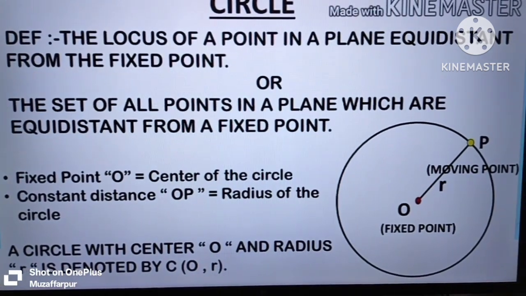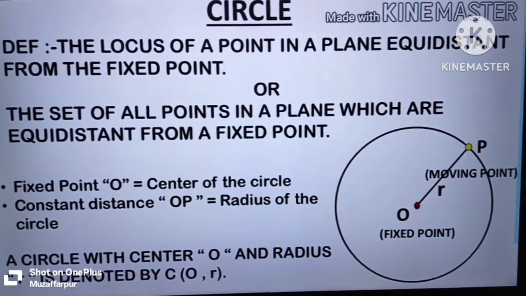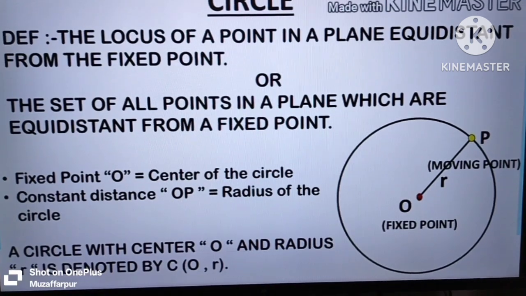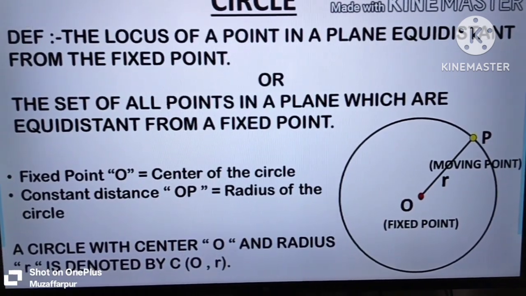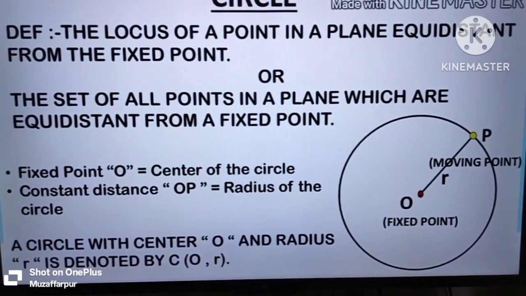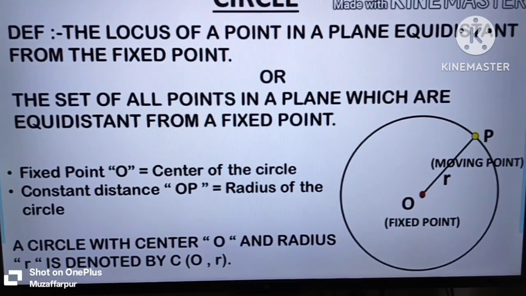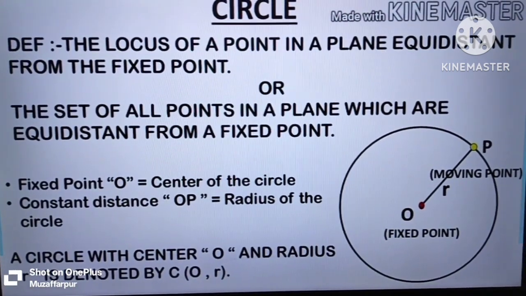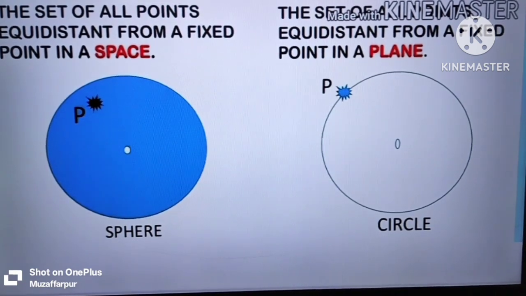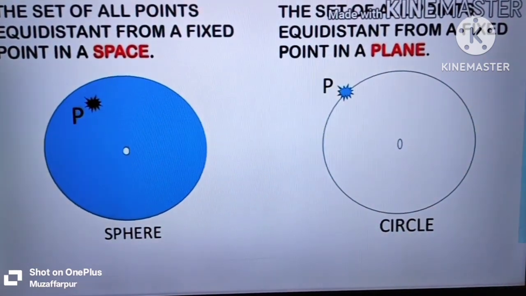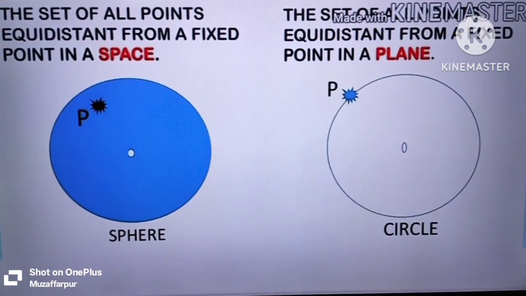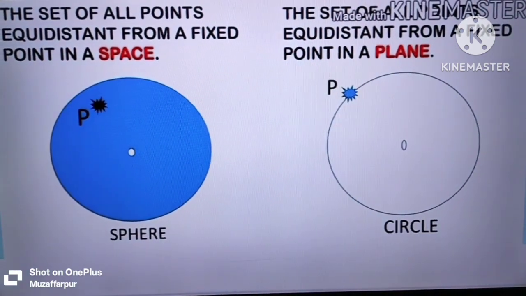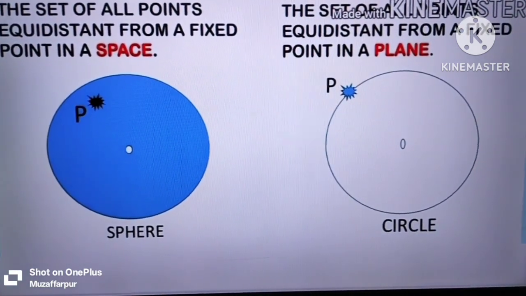So whenever we define a circle, we must consider a plane first. So the locus of a point in a plane equidistant from the fixed point is a circle. Let us see these two figures. On the left side there is a sphere, and on the right side there is a circle.